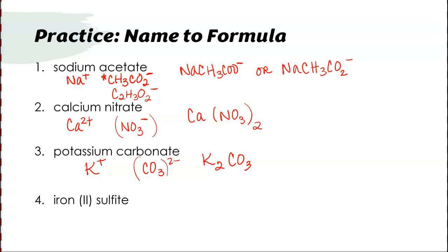Lastly, iron sulfite, and this is iron 2. So we can start off with iron 2, and then sulfite is SO3, and it has a 2 negative charge. So we would write it as FeSO3.